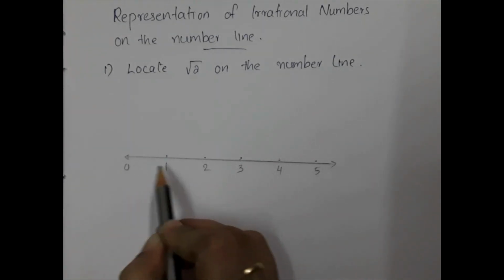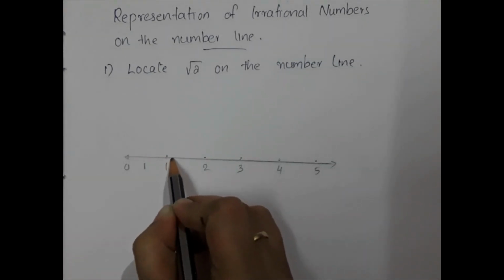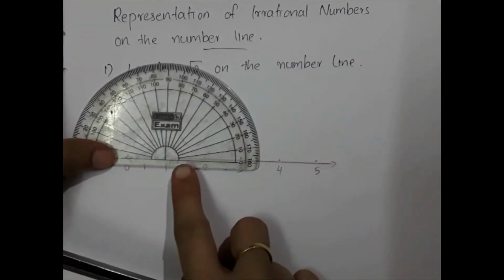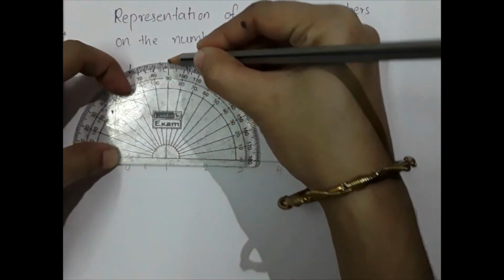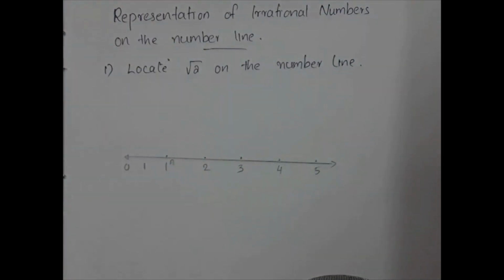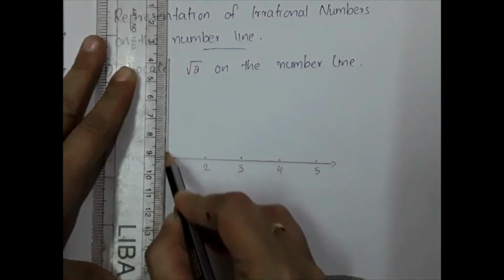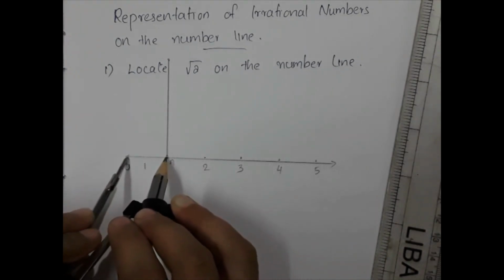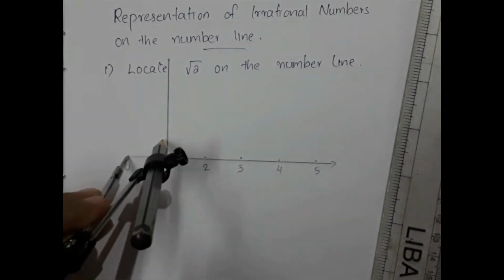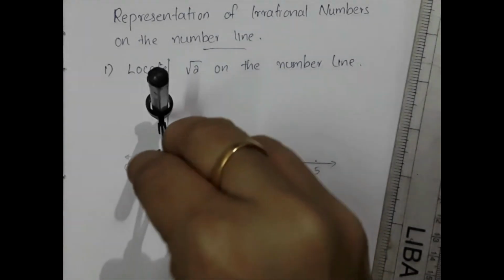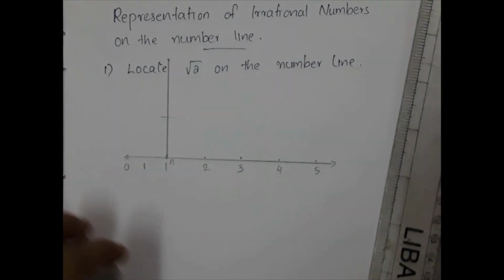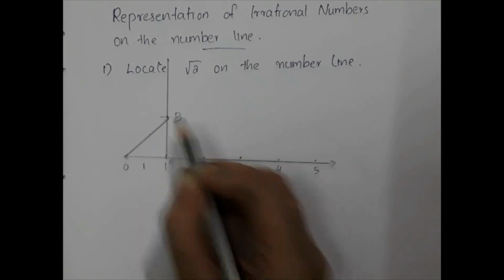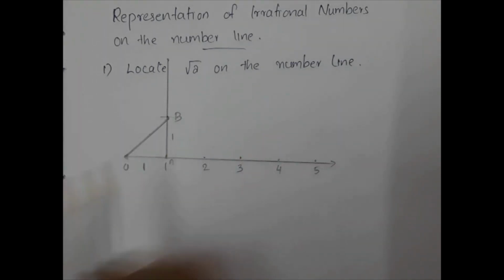So O to 1 represents 1. Mark this point as A. Then take the protractor, place it on A and measure 90 degrees, and join that point. Clear? Then take the distance 0 to 1 in the compass and cut on this point A. Then join this point and O, and mark this as B. So OA is 1 unit and AB is again 1 unit.